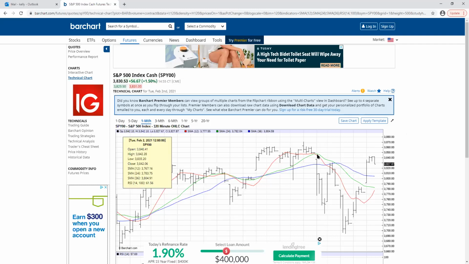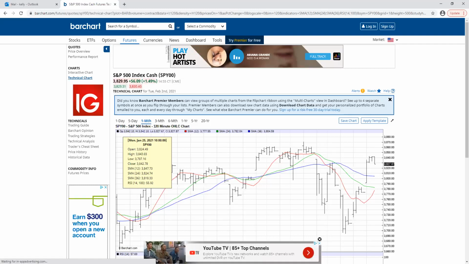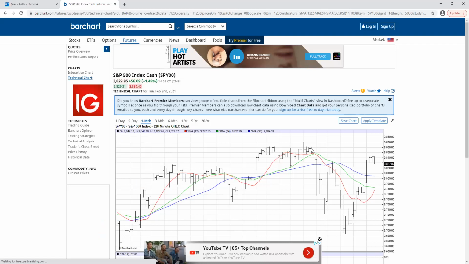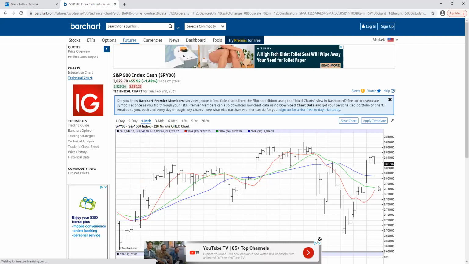So let's see how they close it out for the rest of the week. We got Wednesday, Thursday, Friday, and let's see if they can actually overcome this area here, or if in fact it could be a situation where if it has trouble, it pulls back down towards the support area, 3780, 3790, see if that holds. And if it does, maybe they'll make another run as we go into the end of the week.